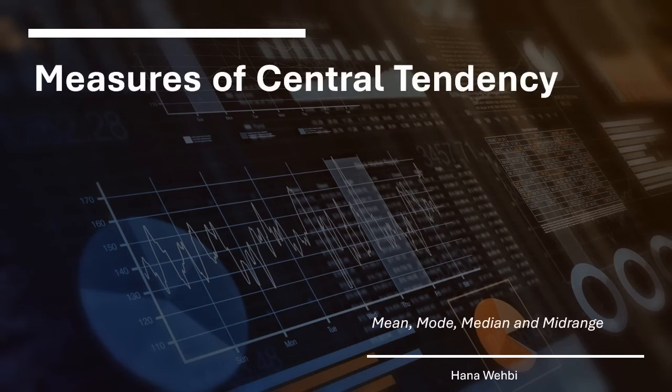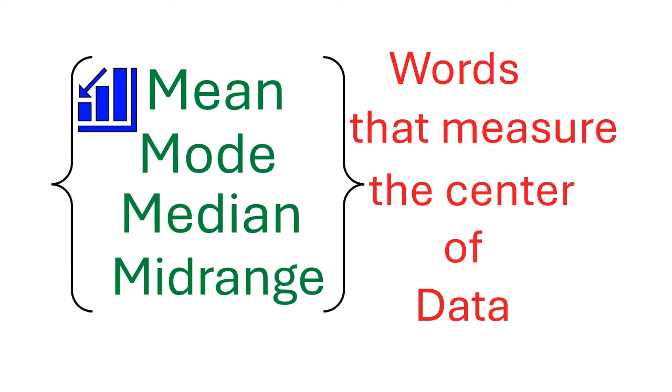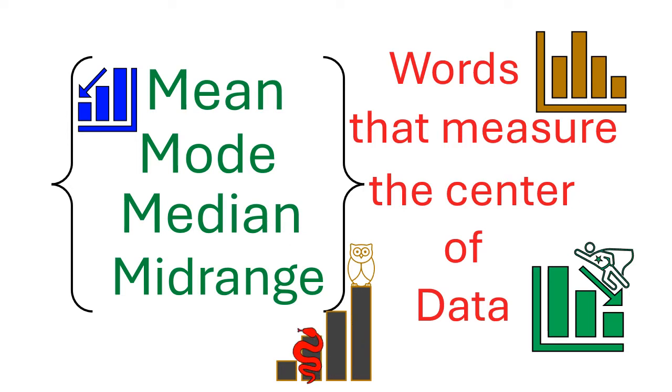So in this video, we're going to talk about the measures of central tendency. What are the measures of central tendency? We have them as the mean, mode, median, mid-range. So these words measure the center of my data. They give me an indication about the central distribution of my data.